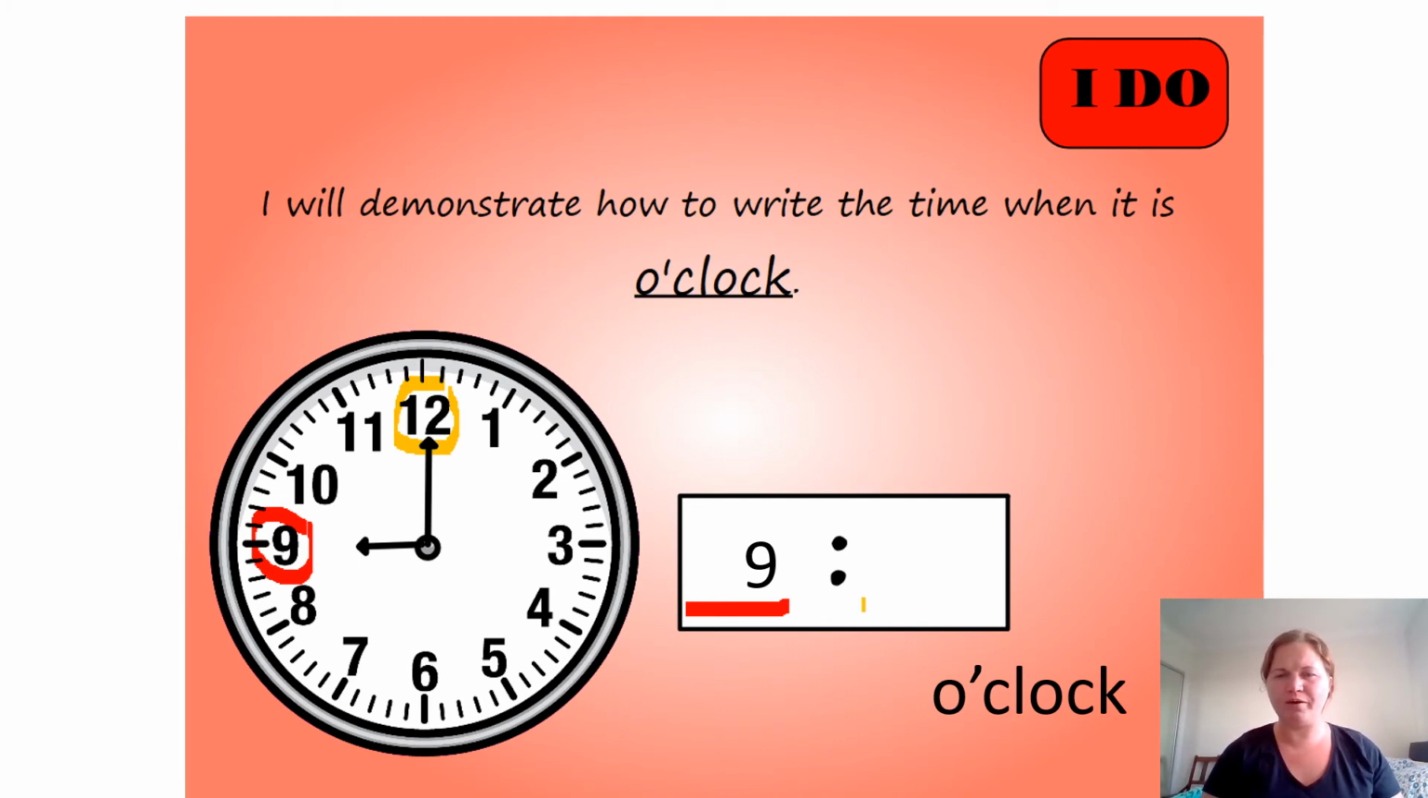Let's have a look what we need to write in our minute part on our digital clock. We need to write 00. That's right, 00 in the minute section means o'clock. Let's say the time. It is 9 o'clock. That's step number 3.